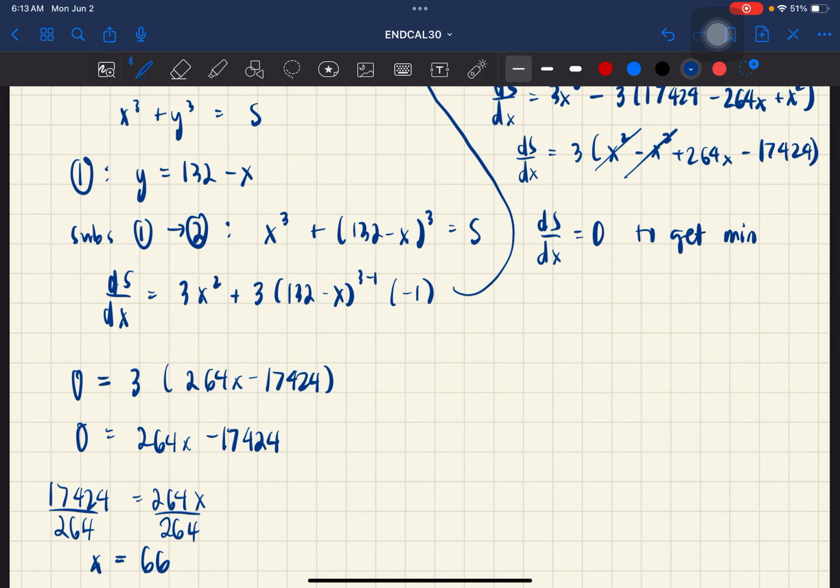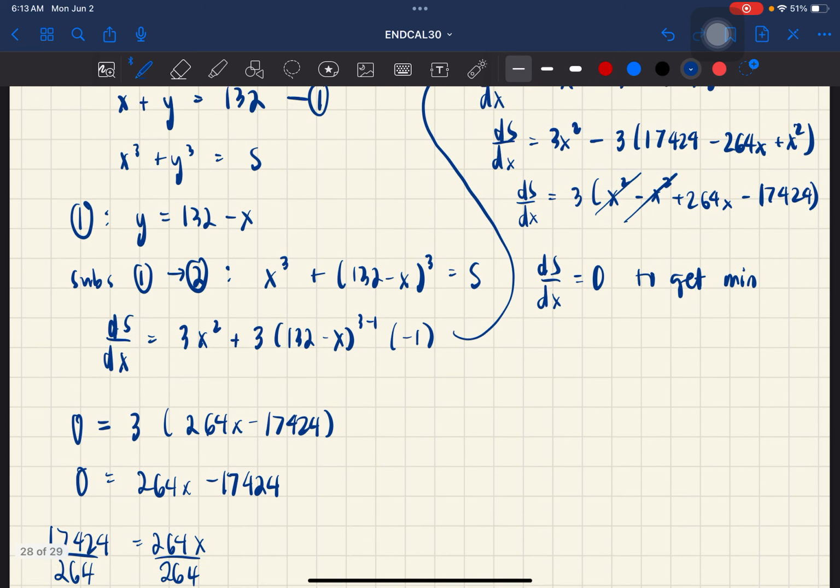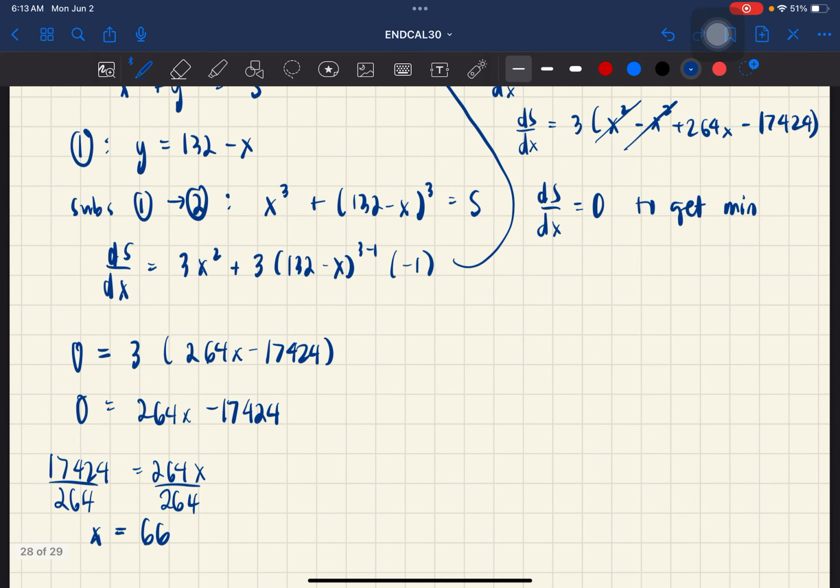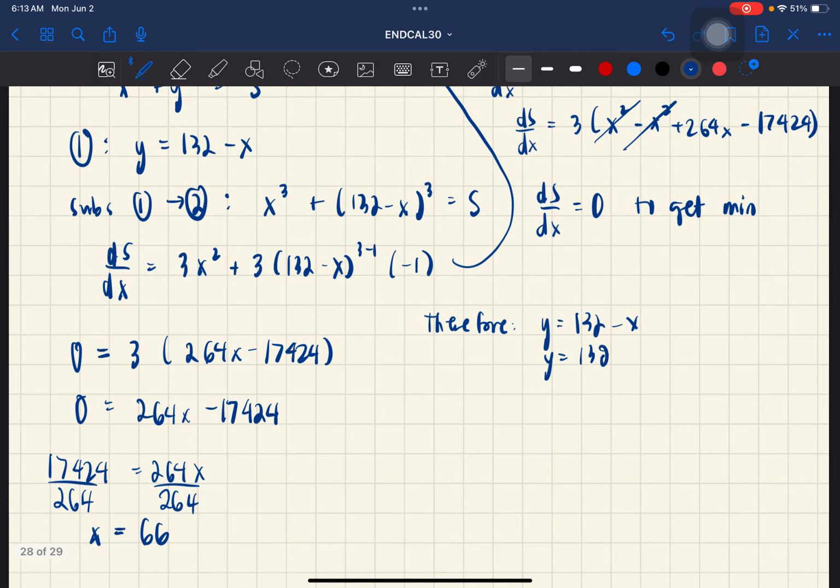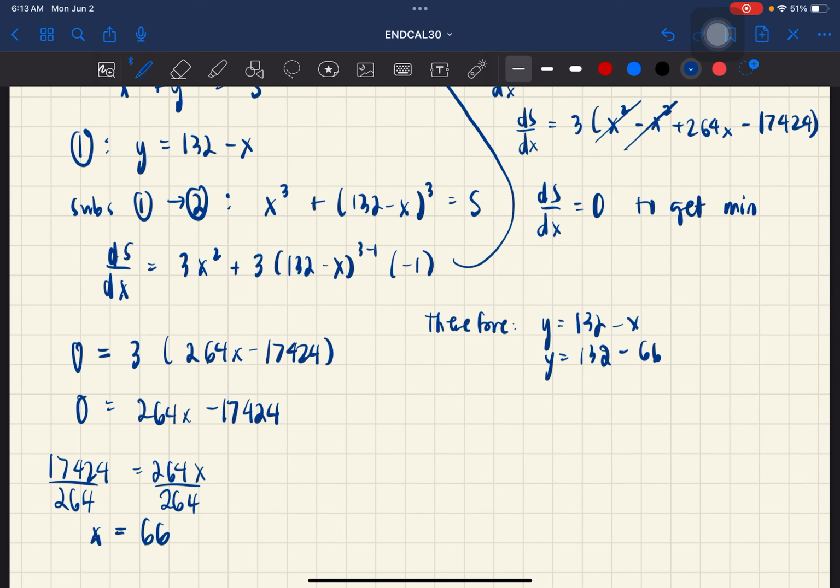Okay? So using this, remember, we know our first equation, y is equal to 132 minus x. So we get y is equal to 132 minus 66, which is also 66. So basically, we have x as 66 and then y as 66. To verify this critical value as the minimum, you'll get the second derivative.